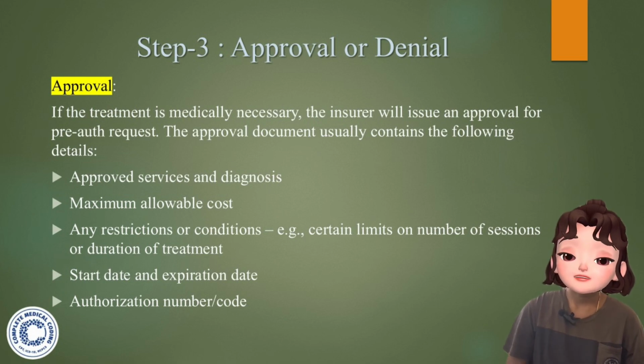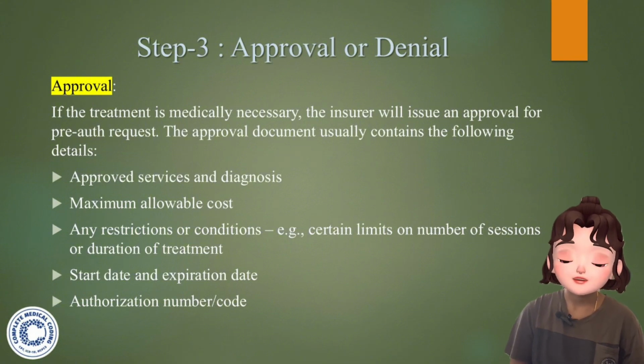Now, the last and important one is the authorization number or authorization code. Always check for the authorization number, the pre-auth approval code. That is important. Okay, so these are the steps for approval if the insurance company is approving the request.